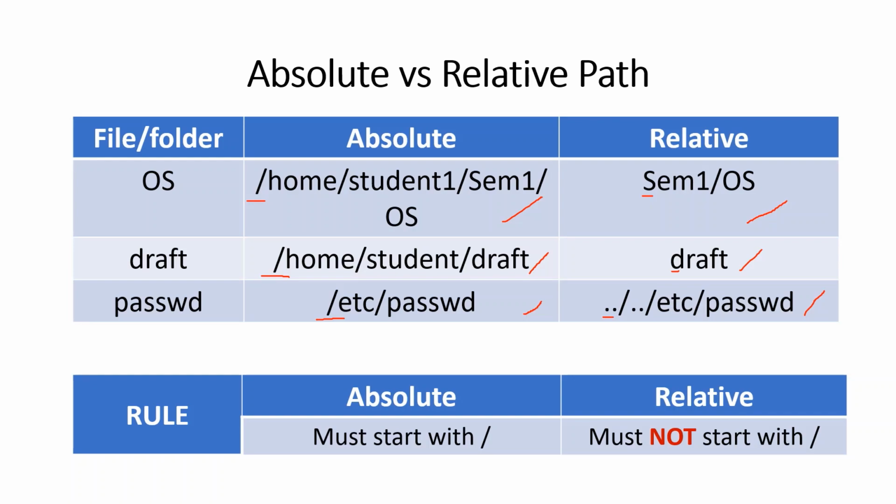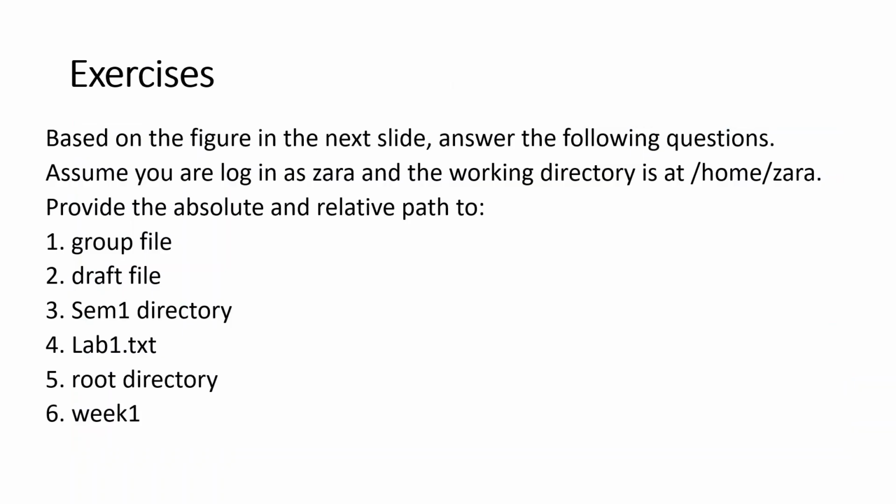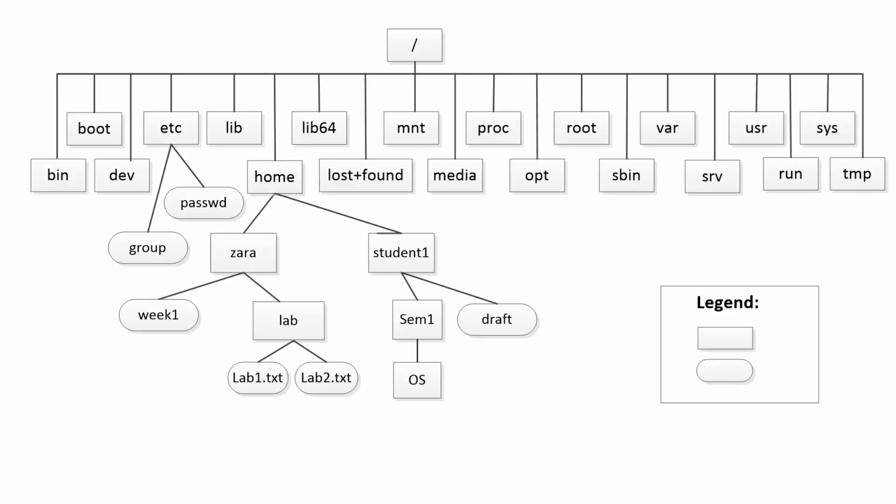It is time for you to have some exercises. There are 6 files and folder directories that you need to identify the absolute and relative path for, by using this figure. Identify the 6 and hopefully we can discuss this during our lab session. That's all for this topic.